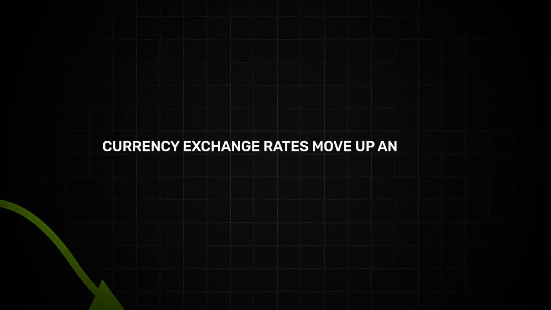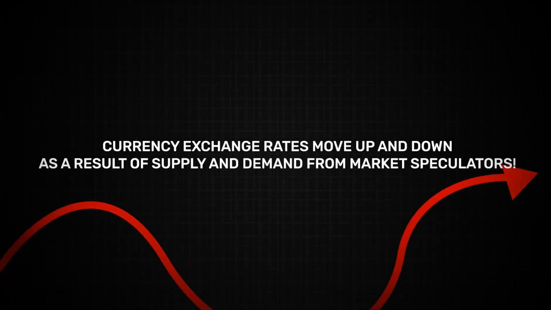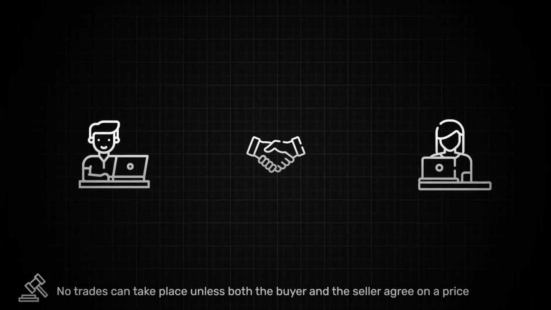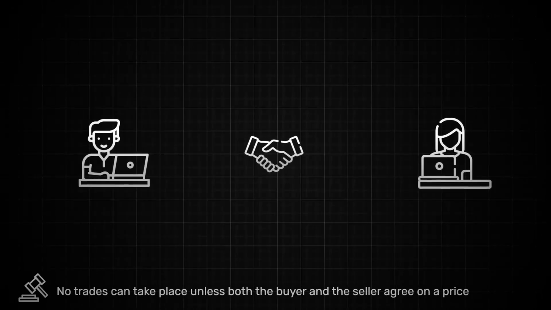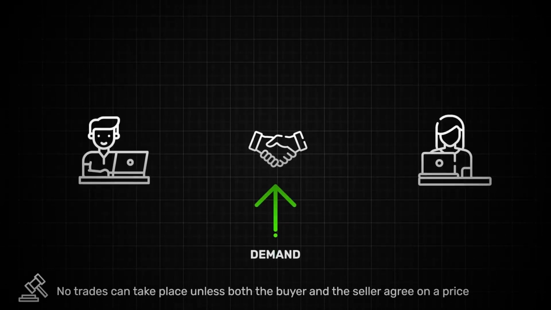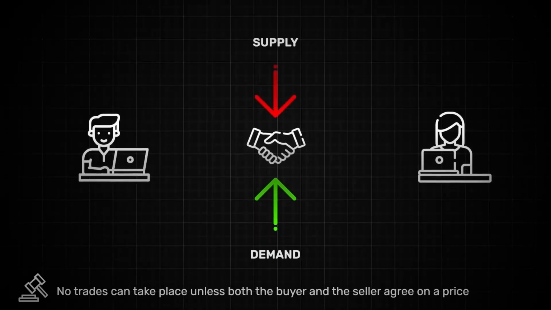Currency prices move up and down as a result of supply and demand from currency speculators. No trade can take place unless the buyers and sellers agree on a price, where the buyer will demand the currency by putting upward pressure on prices, while the seller will ask for a price by putting downward pressure on price.